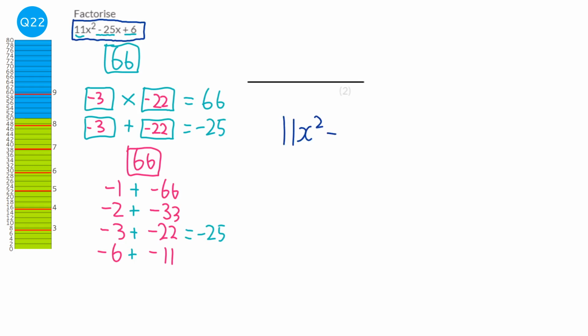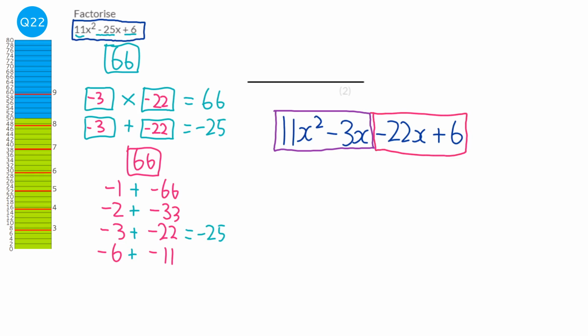So I'm going to split it up into minus 3x, minus 22x. There's the minus 3 and the minus 22 that we've just found, and then plus 6. Next step is I'm going to factorize this linearly, so I'm going to do this one and this one as two linear factorizations. I'm just looking at the purple box, and there's no numbers I can divide out of both of them, but there is an x. So this will be x brackets 11x minus 3.